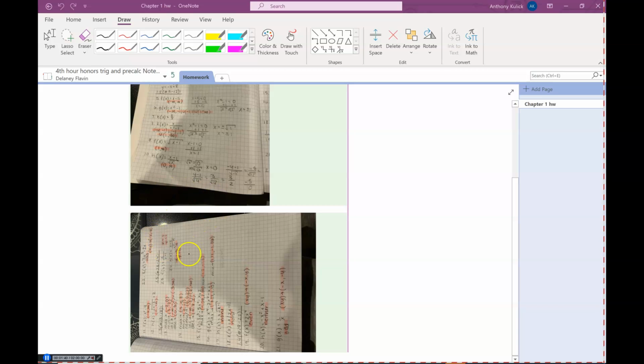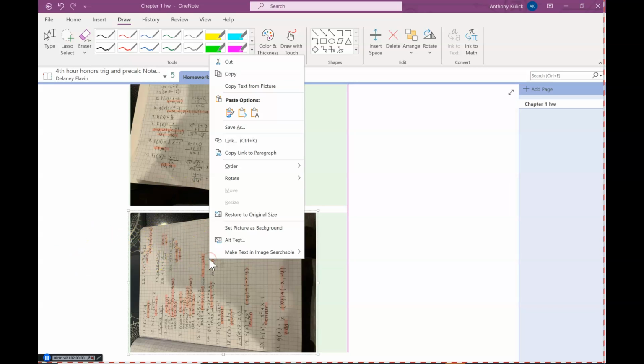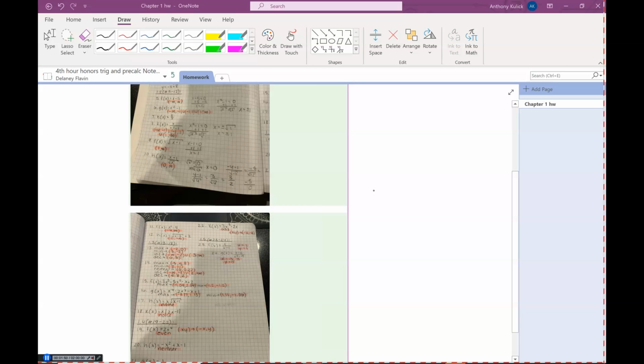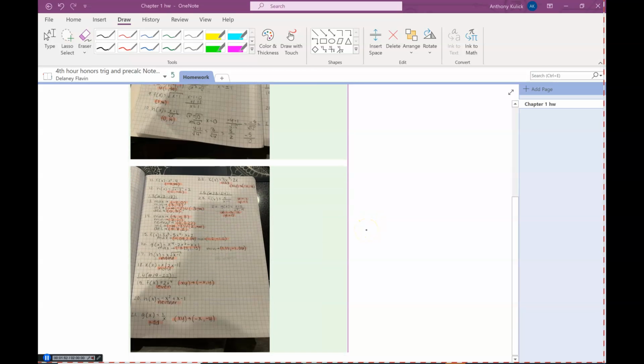We'll do the same thing with the other one down here. Rotate right 90 degrees. And boom. Okay with that? And again, this is what I see when I look at Delaney's. That's fine.